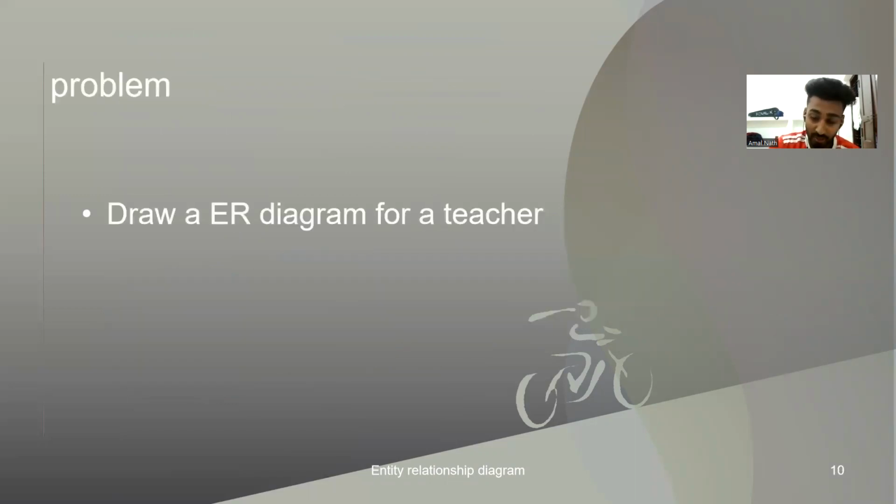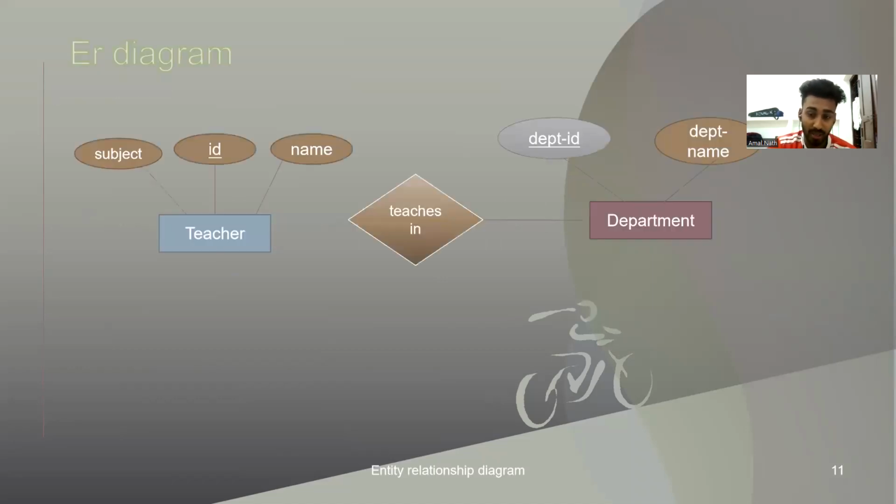Then our real life problem is to draw an ER diagram for a teacher. And here is the ER diagram for the teacher and corresponding department. The teacher has three attributes, namely subject, ID, and name. And here ID is the primary key value and it is underlined.